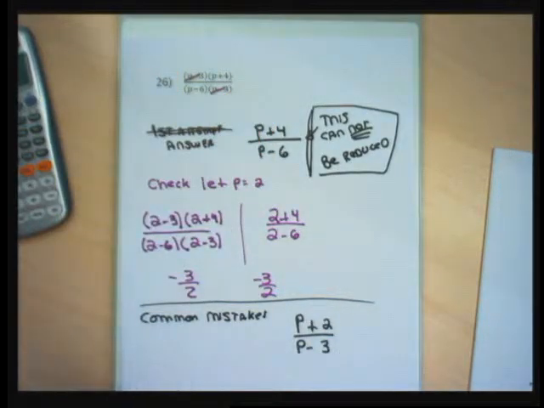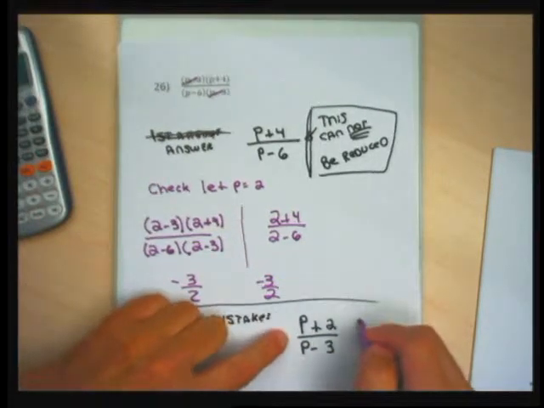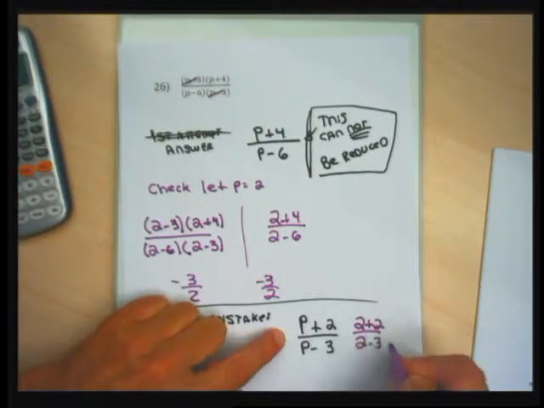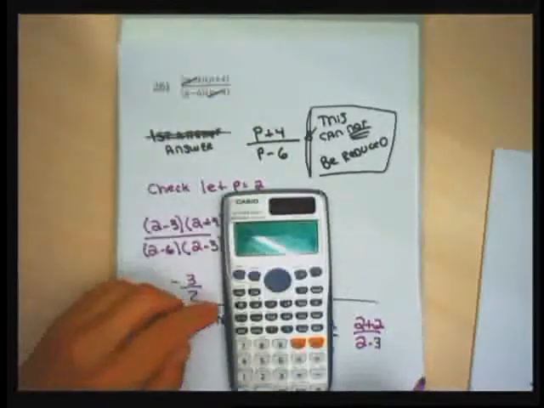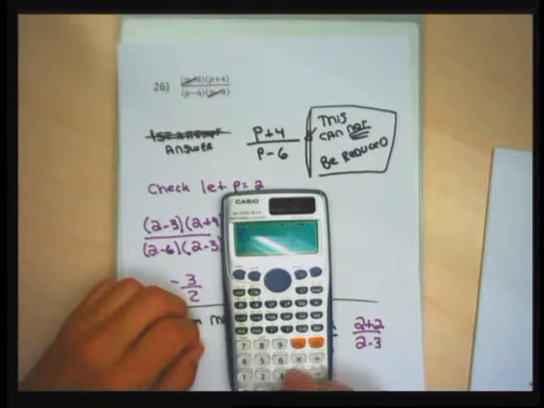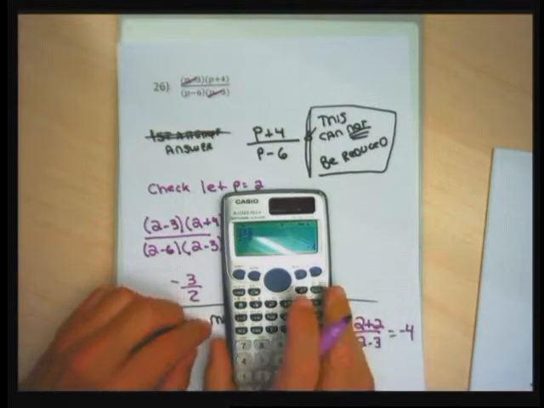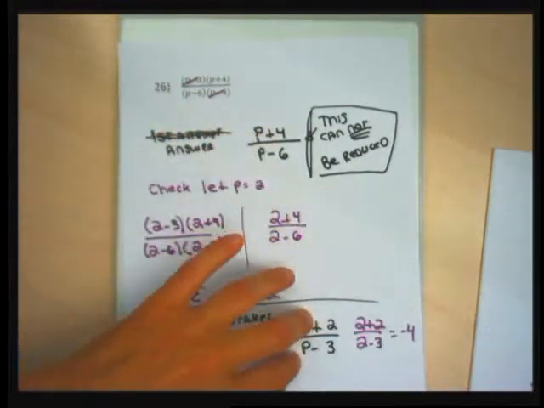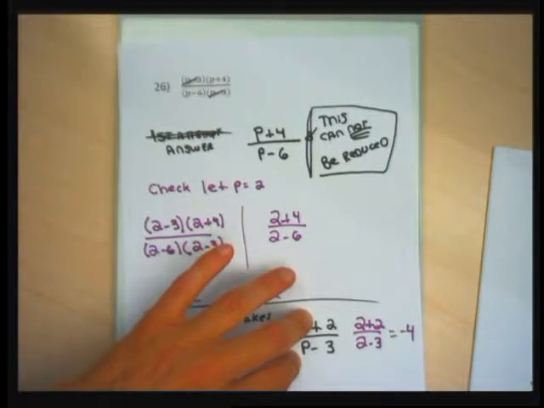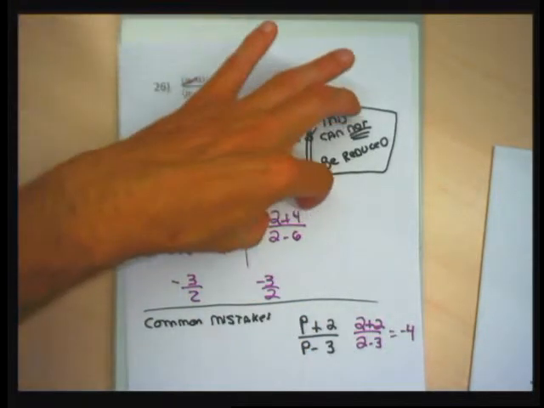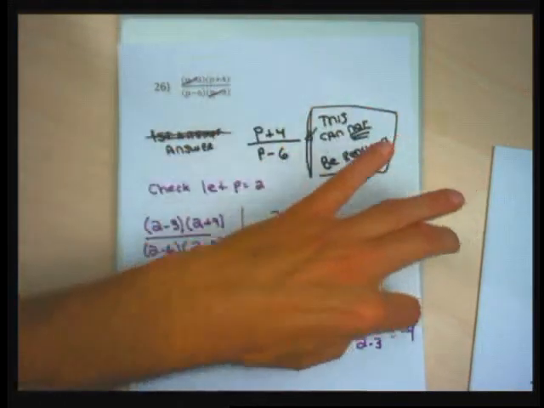Let me do the same thing with this. If you thought this was an answer and you plugged 2 in for p, you'd go 2 plus 2 over 2 minus 3. And fraction on my calculator, 2 plus 2 over 2 minus 3. When I hit enter, my calculator tells me this comes out to negative 4, which is not negative 3/2. So I know that that answer isn't correct because when I plug the number that I plugged into the original problem into my first attempt at an answer, I don't get the same number.